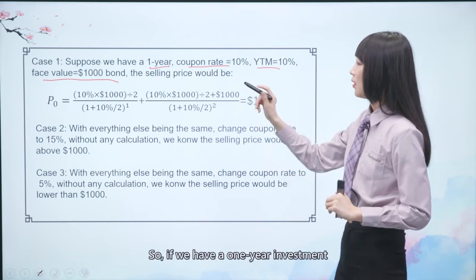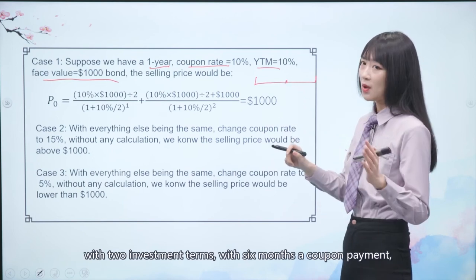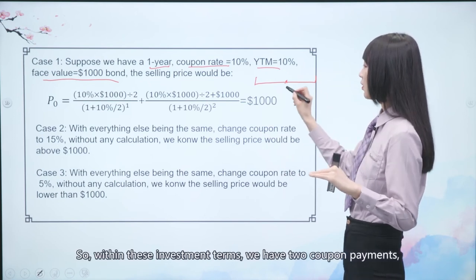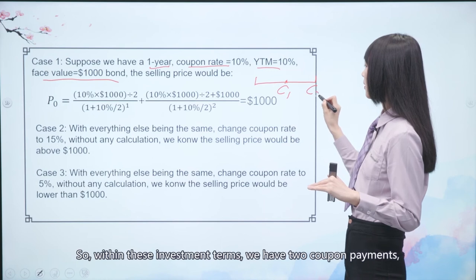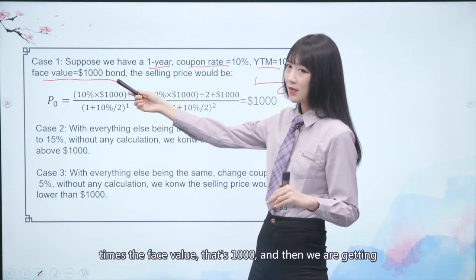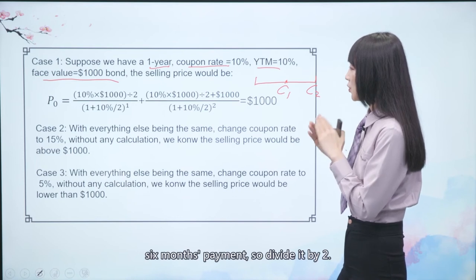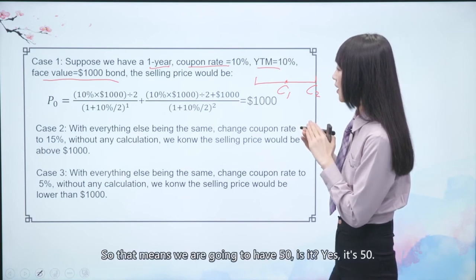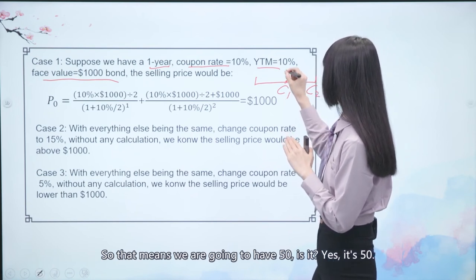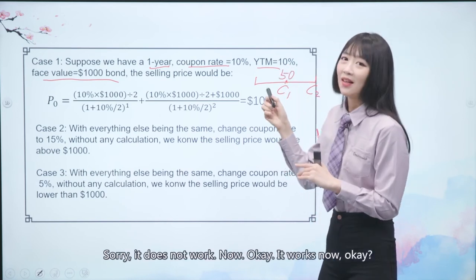So if we have a 1 year investment with 2 investment terms, with a coupon payment every 6 months, within this investment term we have 2 coupon payments. Each one equals the 10% coupon rate times the face value of 1,000, and since we are getting 6 month payments, we divide by 2. So that means we are going to have 50. Yes, it's 50. Sorry, it did not work for a moment, but it works now. That's 50.